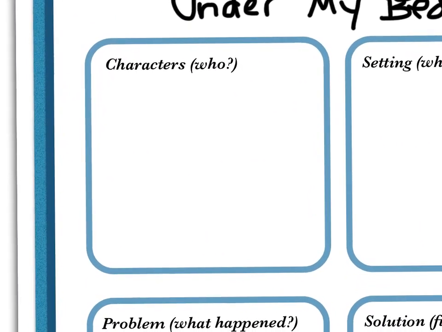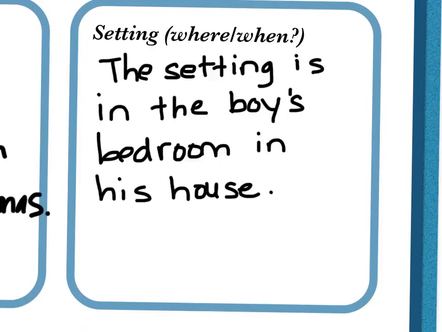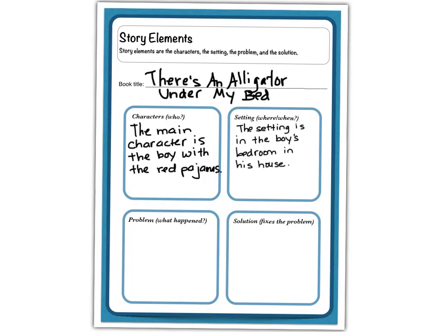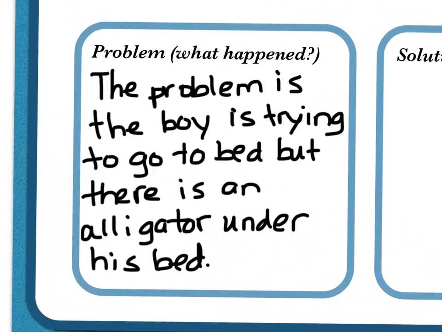Now we'll fill out the character box. The main character is the boy with the red pajamas. Now we'll fill out the setting box. The setting is in the boy's bedroom in his house. Now we'll fill out the problem box. The problem is the boy is trying to go to bed, but there is an alligator under his bed.